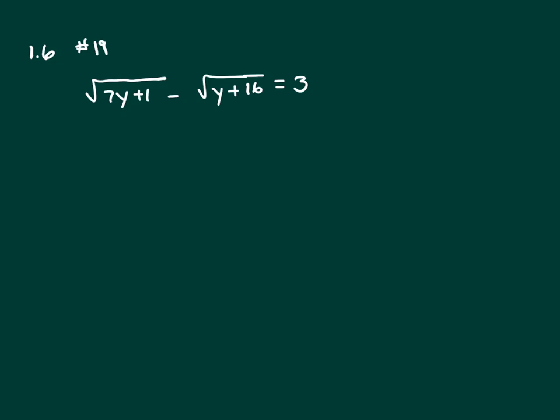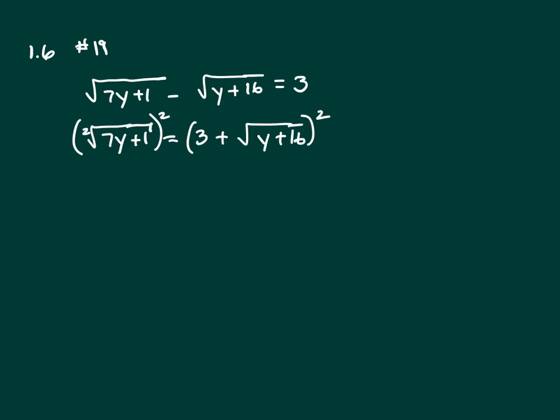This is a radical equation, obviously. And what you need to do is isolate one of your radicals. That means get one of your radicals on one side by itself. It doesn't matter which one. So now what you do is you square both sides. You square both sides because we're dealing with square roots.